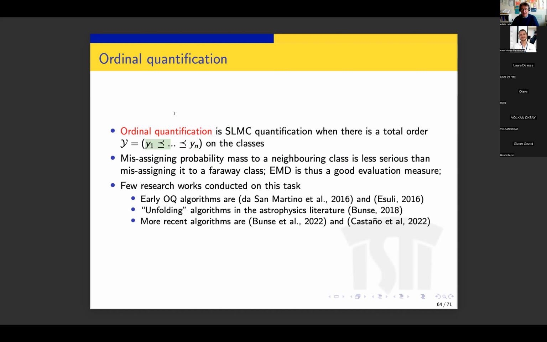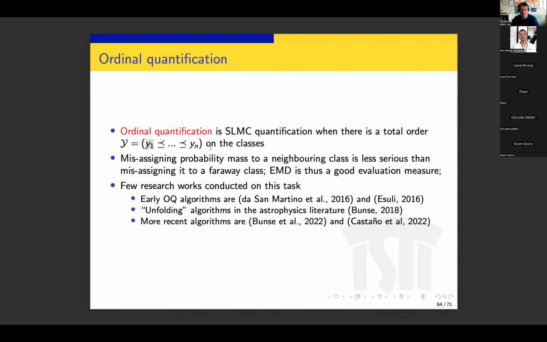And because of this, the Earth mover's distance that we have seen in the past is a good evaluation measure, because it basically measures also the amount of under prediction and over prediction, but measures, let's say, the distance traveled from these probability masses from one class to the other. Okay. So ordinal quantification has not been researched as much as binary quantification and single label multi-class classification.